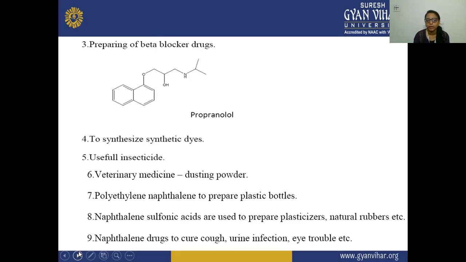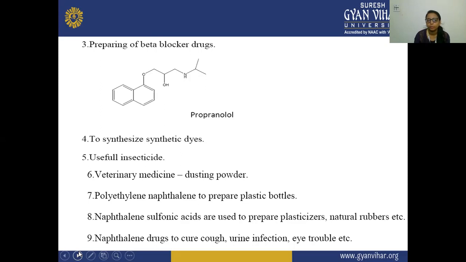In cough medicine, this naphthalene drug is present, as well as in urine infection. When there is an infection in your urine, this naphthalene drug is used to cure it. And if there is any trouble in your eyes, the naphthalene drug is used to cure that eye trouble. So here, naphthalene is used to prepare alpha naphthol.